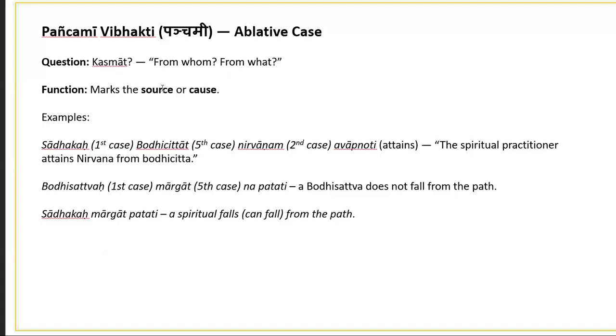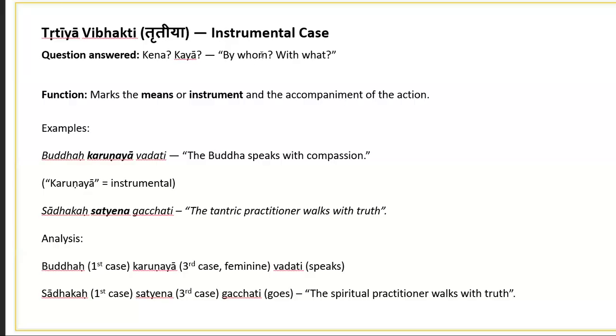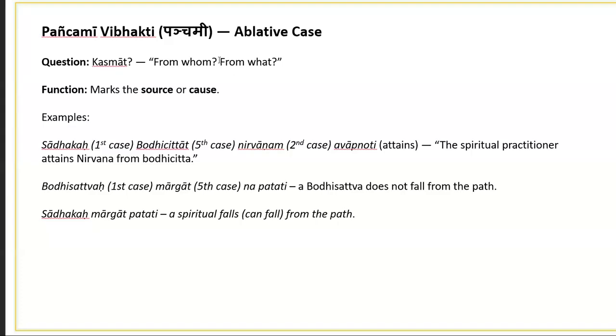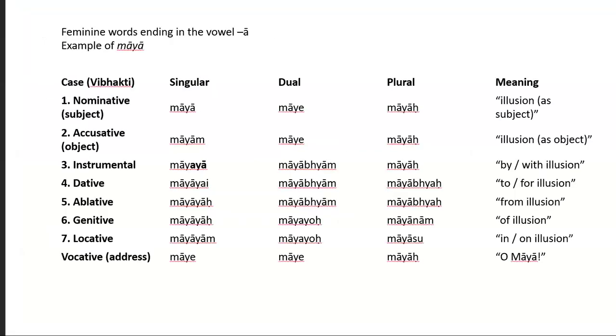Then we would more use the source or the cause, which would be the ablative. Whereas the instrumental is by whom and with what, the cause is from what, out of what, source or cause. And that would be a slightly different emphasis, isn't it? We would therefore not say Shraddhaya, we would say Shraddhaya.